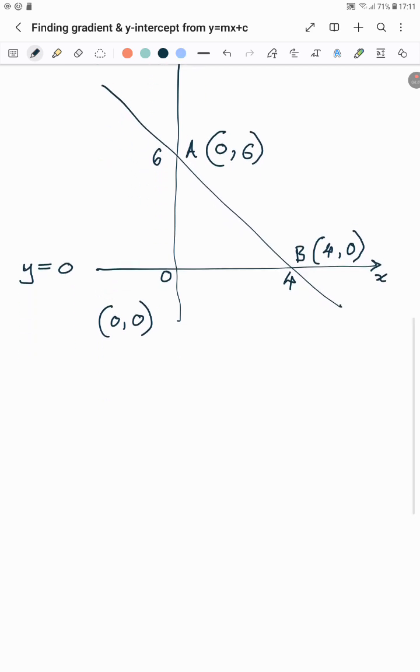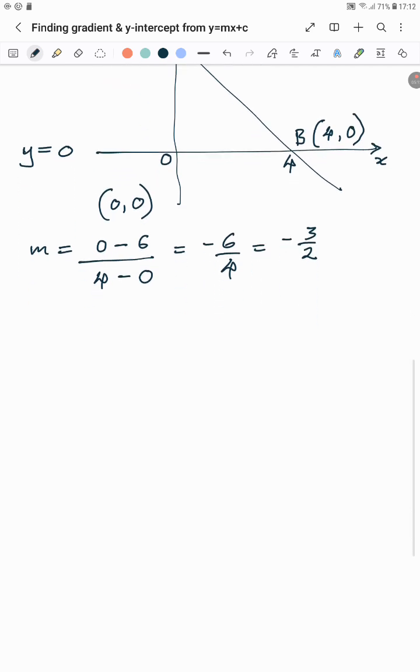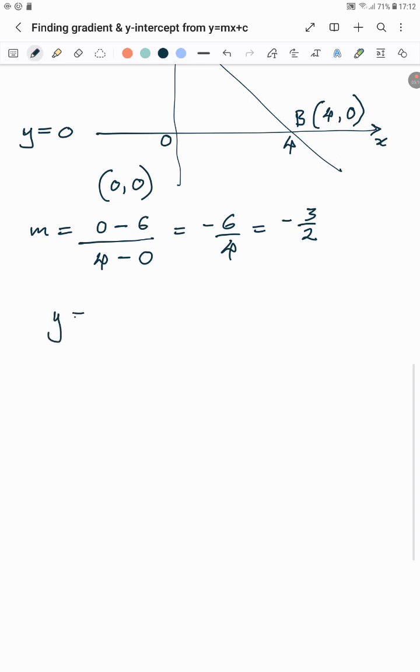Okay, so now if we are asked to find the equation of straight line AB, we would first find the gradient. So we can say 0 minus 6 over 4 minus 0, we get minus 6 over 4, which gives us minus 3 over 2. So now we come to the equation of a straight line. We substitute the gradient m by minus 3 over 2.